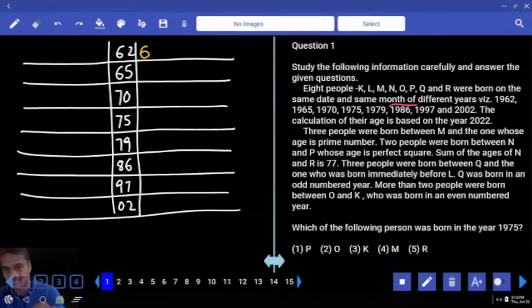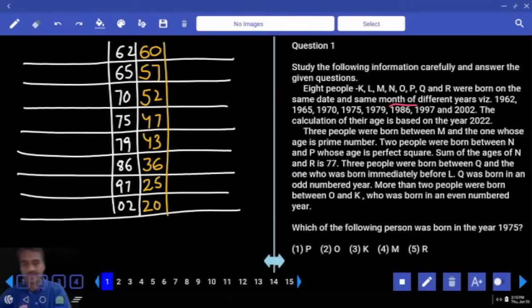Then from there onwards, the next person was born 3 years after that one, so his age will be 3 years lesser: 57. Plus 5, minus 5. Minus 5 is how much? 52. Next one, 47. Then next one, plus 4, minus 4. Minus 4, 43. And 79 and 86, how much? Plus 7, and minus 7 is how much? 36. Then next one, 86 plus 11, minus 11, 25. Then plus 5, minus 5, 20. Now these are the ages of these persons.